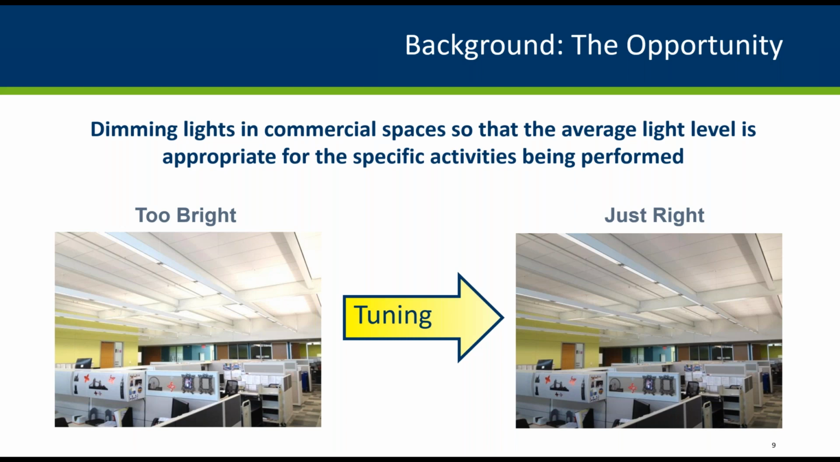Well, simply stated, task tuning is the dimming of lights in commercial spaces so that the average light level is appropriate for the specific activities being performed. You don't need the same amount of light for someone reading fine print as someone working on a computer or someone watching a presentation. However, too often the amount of light in a space is higher than necessary, and this could be for a variety of reasons.